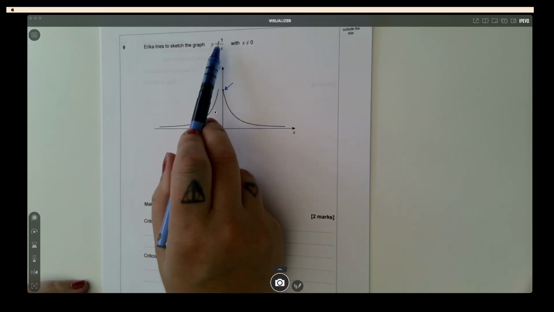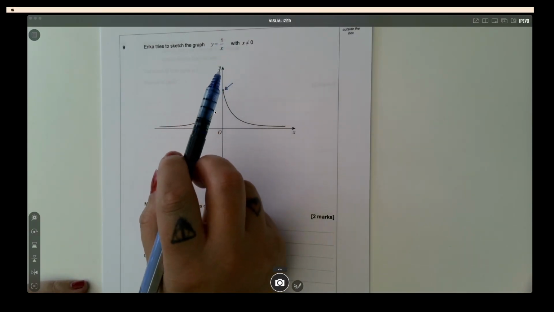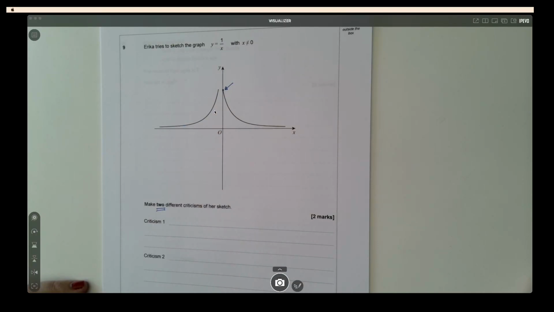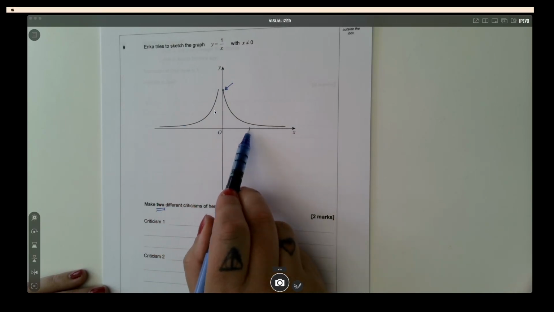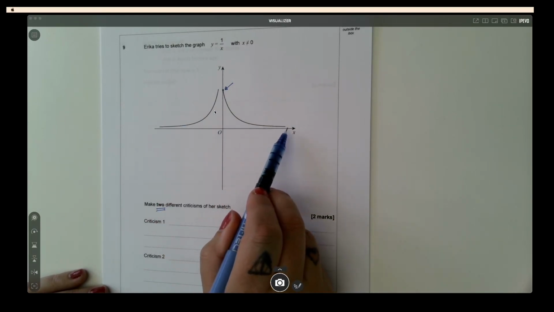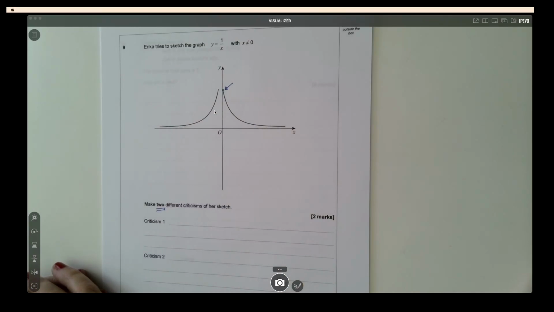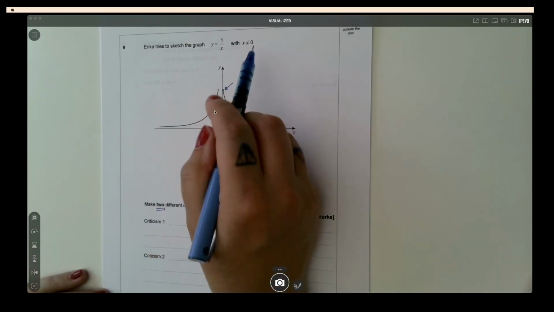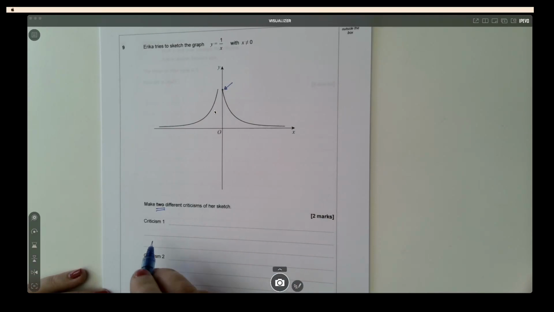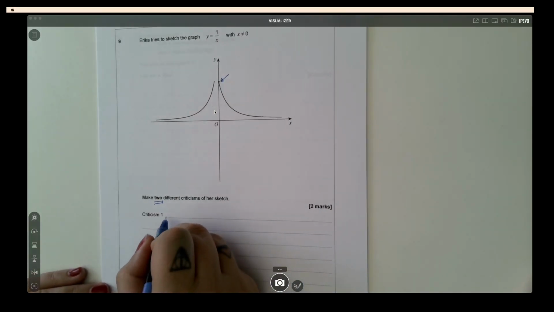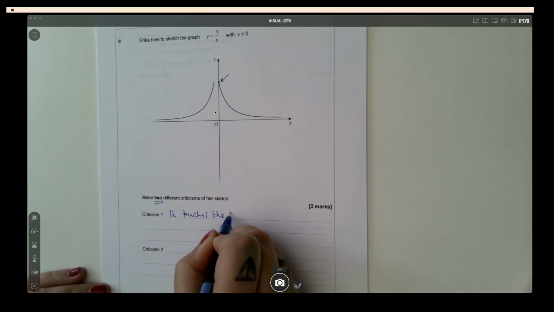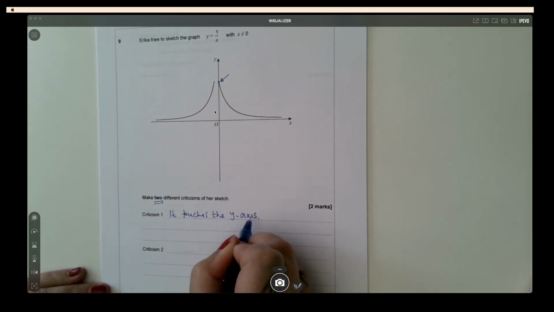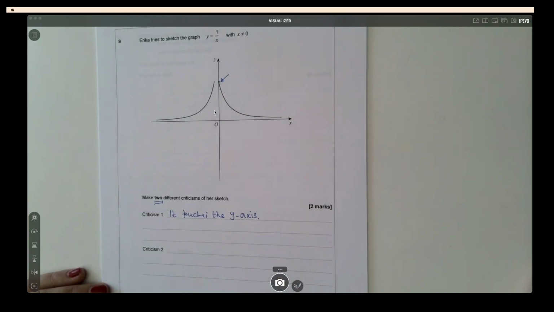So the y equals 1 over x, the reciprocal graph, it never touches the y or the x-axis. It always approaches and gets nearer and nearer, like here, but it never touches it because there's a break in the curve when x equals 0. That's what this is all about. So the first criticism I'm going to make is it touches the y-axis. That shouldn't happen. It should never touch the x or the y-axis.